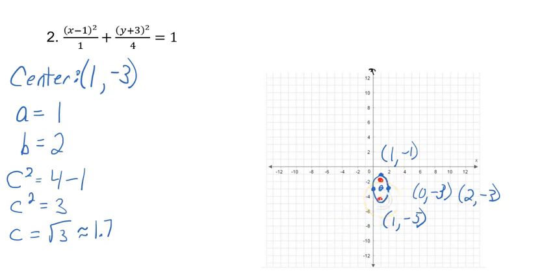If you had to come up with the points for your focus points, obviously they're going to have the same x value, so that will be 1. And then you will have to add and subtract from the center value to get that. So you would say 1, negative 3 plus the square root of 3 is one of them. 1, negative 3 minus the square root of 3 is the other. Because, again, that square root of 3 is just that distance. And so you would have to come up with those y values from that center distance.